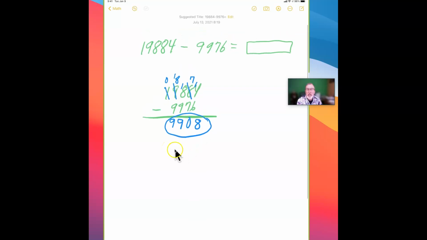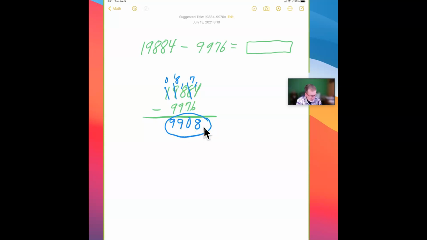Usually on a test, it's like a sprint. You won't have time to check your answers. But to check your answer, you would just work these steps backward and add these two numbers together. In subtraction, the answer is known as the difference. So the difference between these two numbers is 9,908.